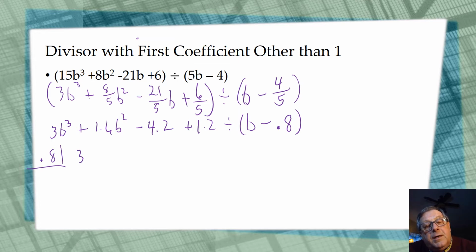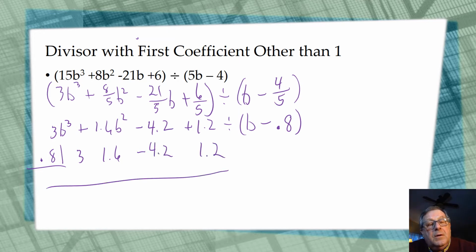We're going to bring down the 3, the 1.6, the negative 4.2, and the 1.2. Let's bring the 3 down. So 0.8, 8/10 times 3 is 2.4. And 1.6 plus 2.4 is 4. And 0.8 times 4 is 3.2. And negative 4.2 plus 3.2 is negative 1.